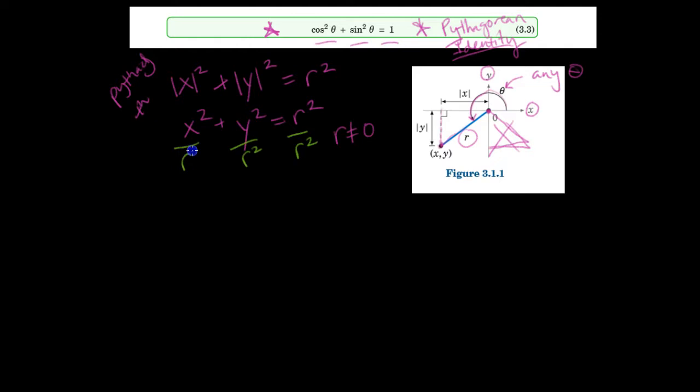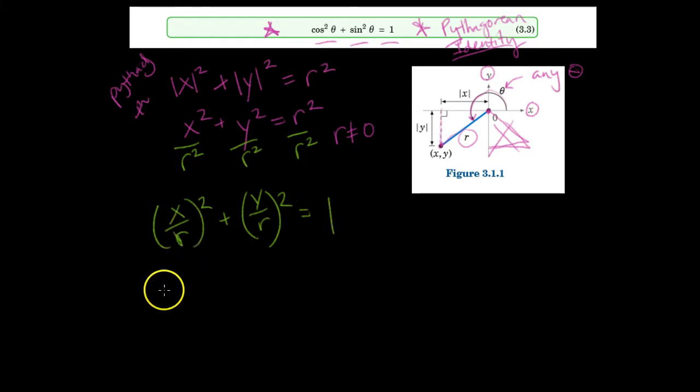And I can clean up this equation a little bit. I can say, okay, I have the ratio of x over r squared, plus the ratio of y over r squared equals, what's r squared over r squared? That's 1. What is x over r? X over r is, by definition, cosine theta, and that is squared, plus y over r is sine theta, and that is squared, and that's equal to 1.